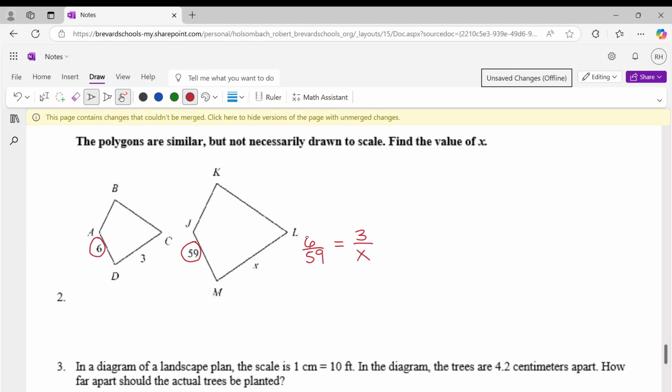Crisscross multiply, so 6 times x is 6x, and that's equal to 59 times 3, which is 177. Divide each side by 6, and we get an x that's equal to 29.5.